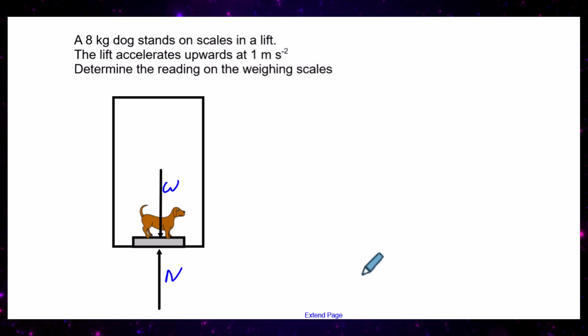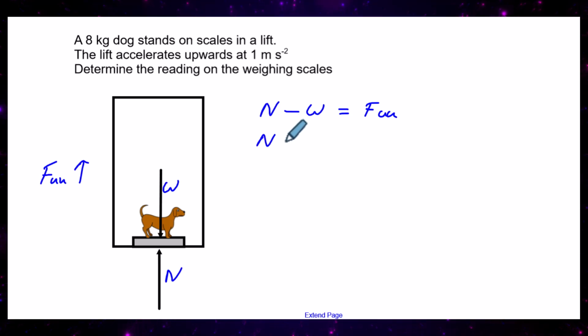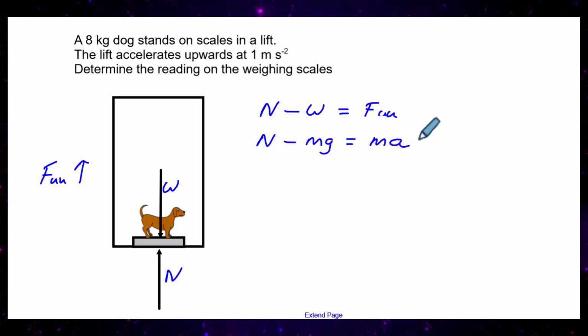Now, because we're accelerating upwards, we've got an unbalanced force, and the unbalanced force is going to be acting upwards like that. So we go to the side of our page and put down what the unbalanced force is going to be. All the forces acting up the way, that's the normal force pushing up on the dog, take away the weight of the dog acting down the way, and that should give us the unbalanced force acting on the dog. The normal force is N, the weight is mg, so we take away mg, and we know that the unbalanced force is always going to be equal to the mass times its acceleration.